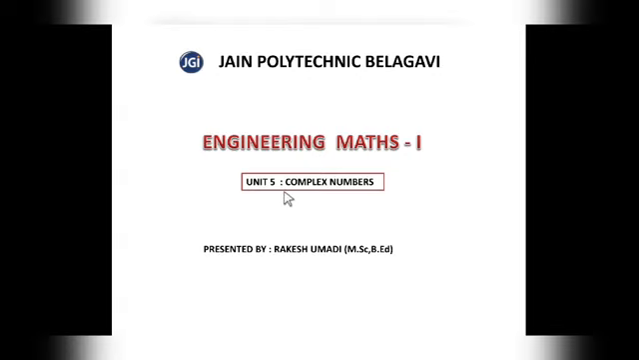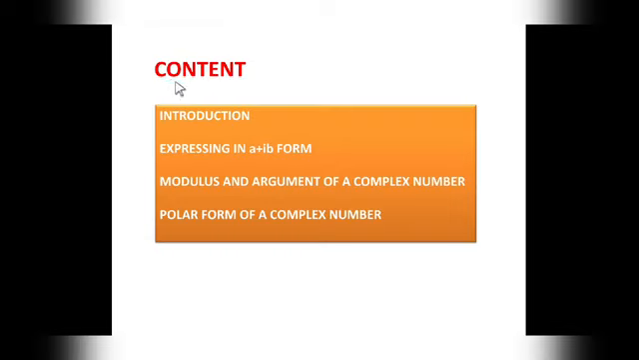Today I'll be discussing the fifth chapter, that is complex number, in Engineering Mathematics 1. In this chapter I'm going to cover the introduction of the complex number, expressing in the form of a plus ib, modulus and argument of a complex number, and polar form of a complex number.